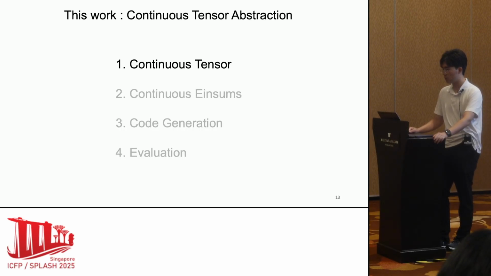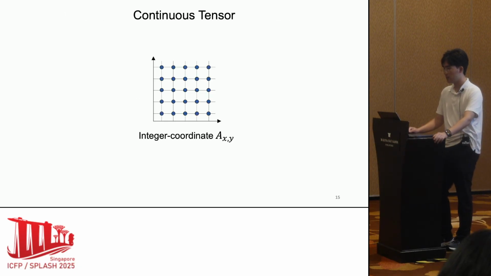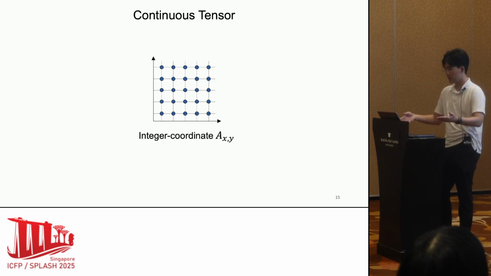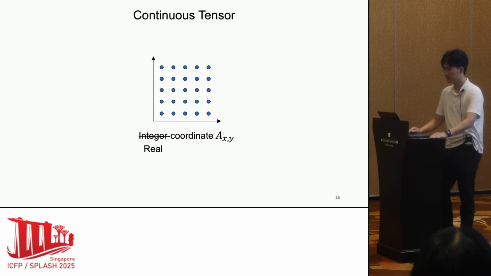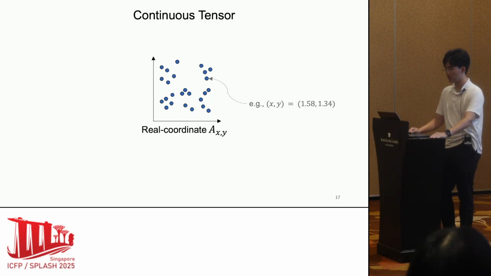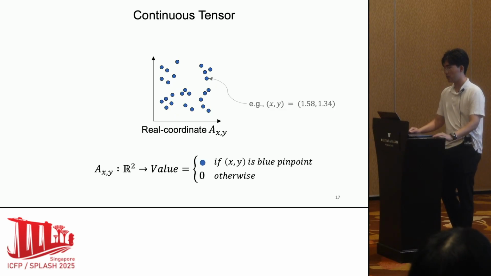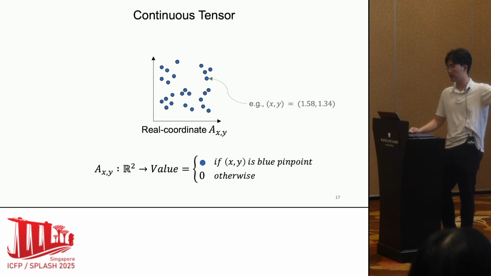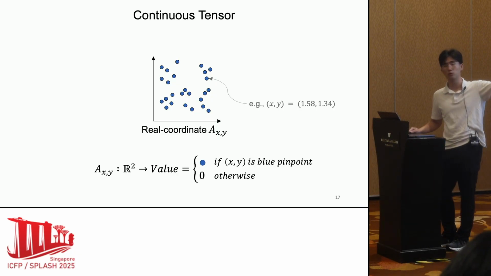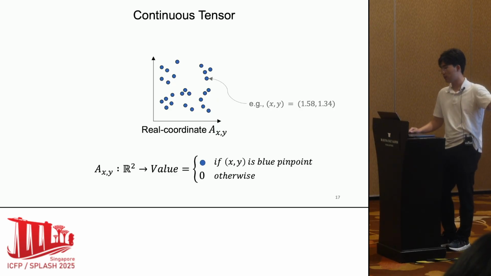Let's first talk about what we mean by continuous tensor. Previously, when people talk about tensors, we usually imagine something like an integer grid, like pixels. But what if we remove this grid? Now your data no longer has to sit on an integer grid, but can live in any real number domain. So you can think of this tensor as a mapping from reals to a value domain. In this particular figure, any x, y coordinate that falls on the blue points has some value. Otherwise, the white regions represent zero value.